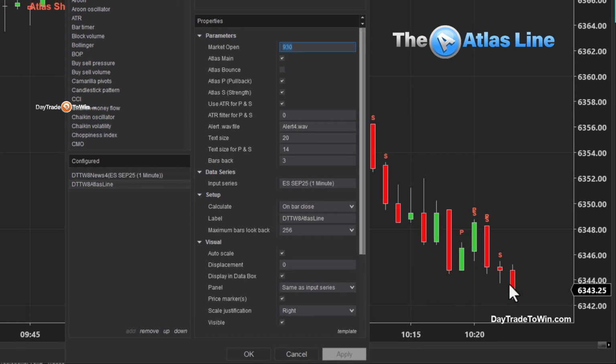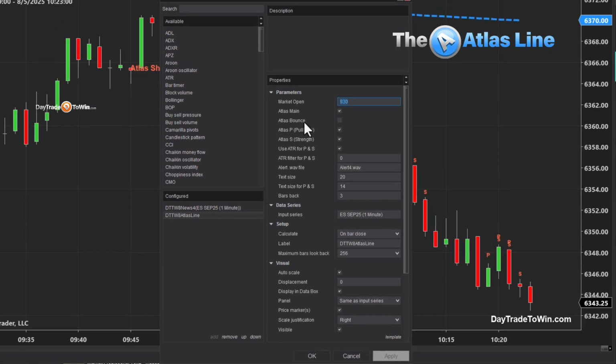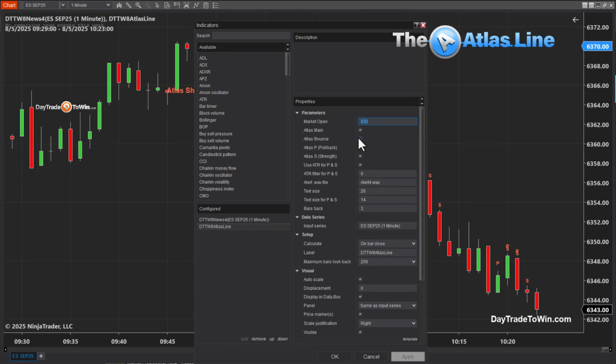Now, the idea behind the Atlas Line is if we're trading above the Atlas Line, we're going to go long. In this case today, we're going to go short.